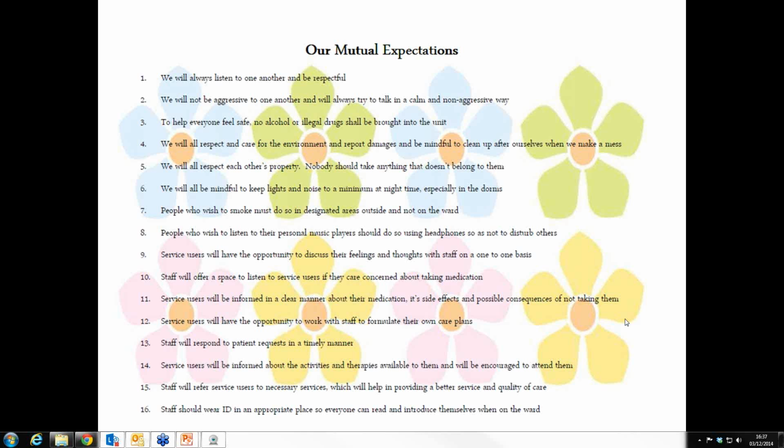So staff will offer space to listen to service users, so, you know, we're all here to listen to each other, and staff will make special efforts to make themselves available to talk about feelings and concerns. You know, you could just soften the language up a bit.